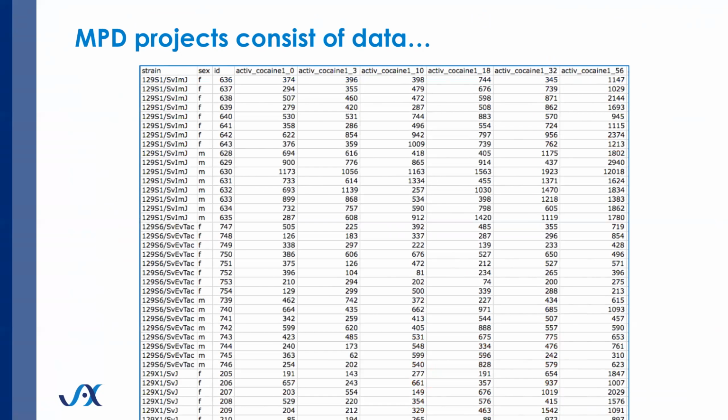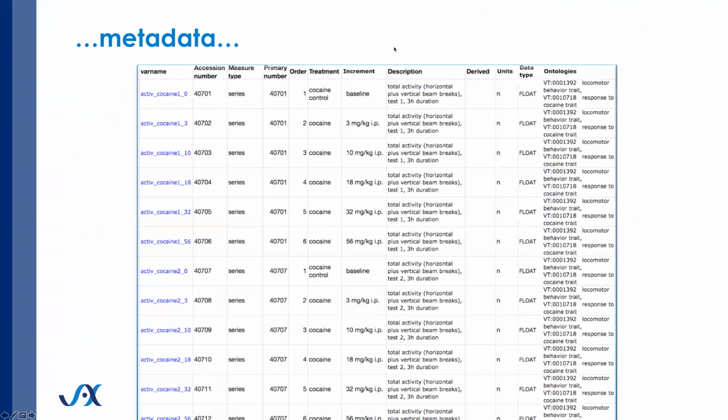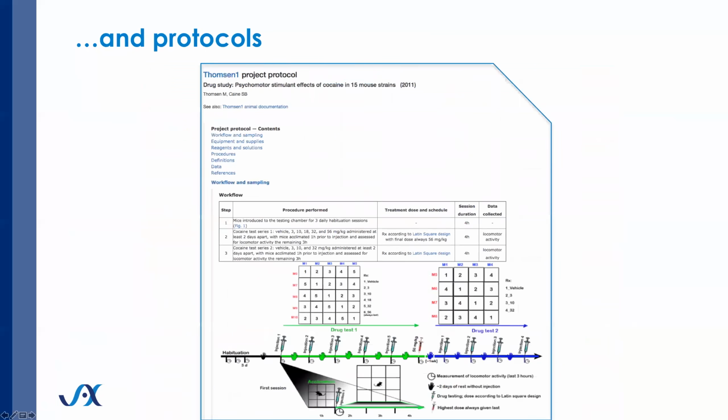MPD projects consist of data, and this is an example of a data set that has 1 row per animal. And you can see that the columns are the measurements. Projects also consist of metadata, for example, variable name, treatment, description, units, and ontology terms, and protocols. And we'll be able to look at a protocol in much more detail in just a minute.